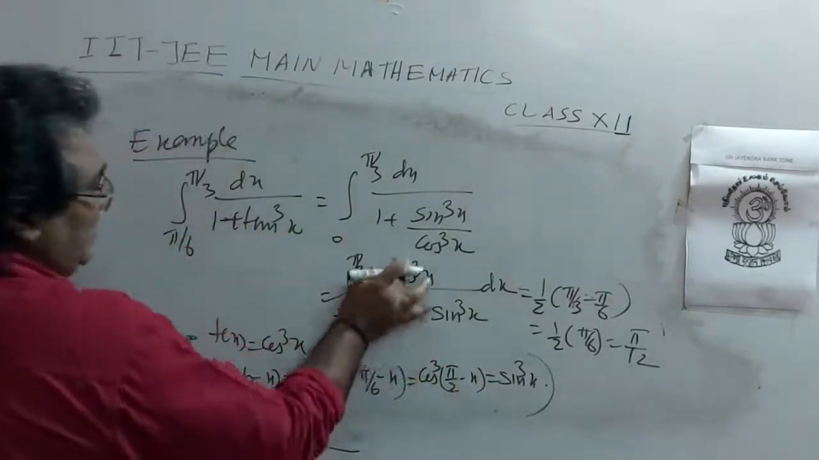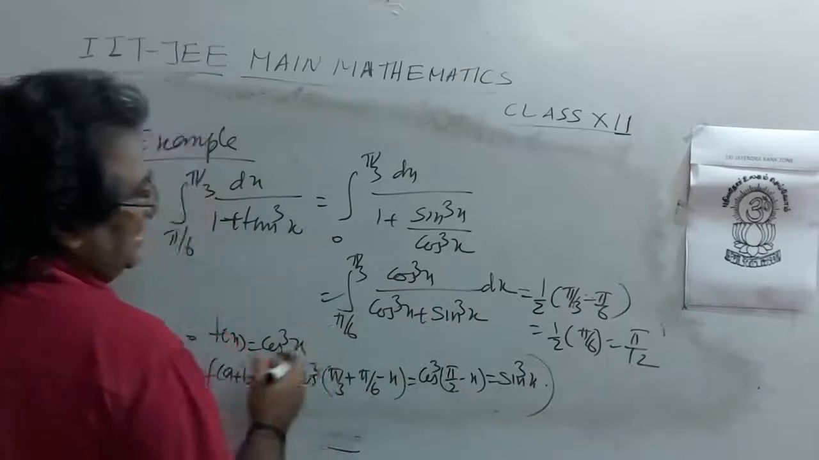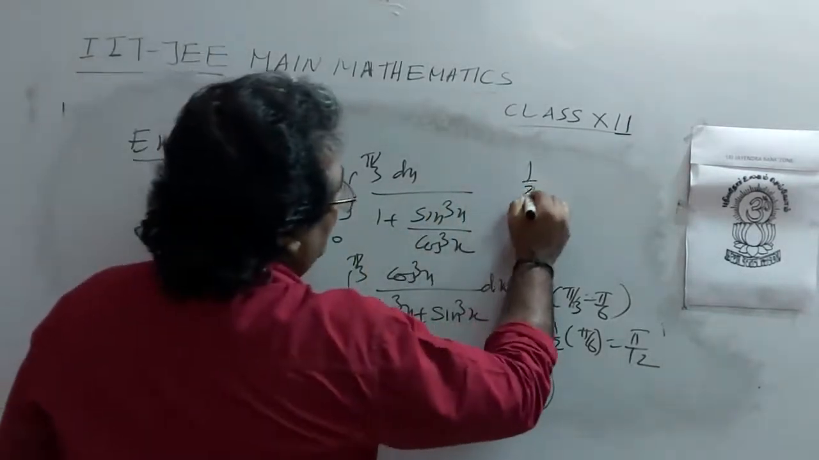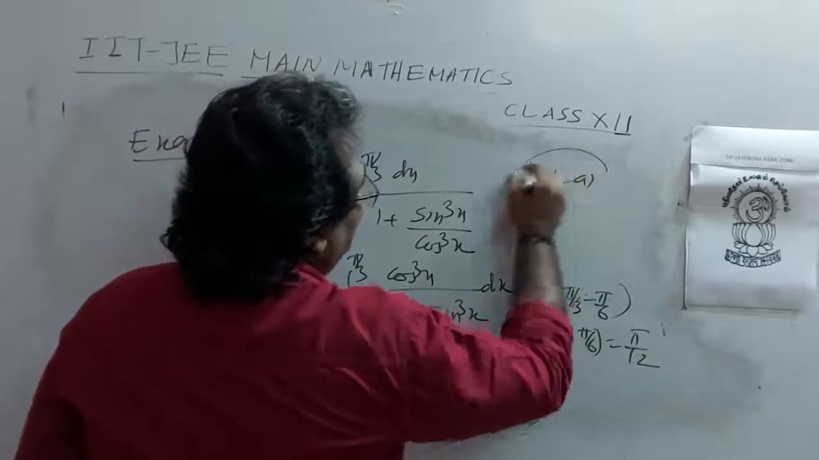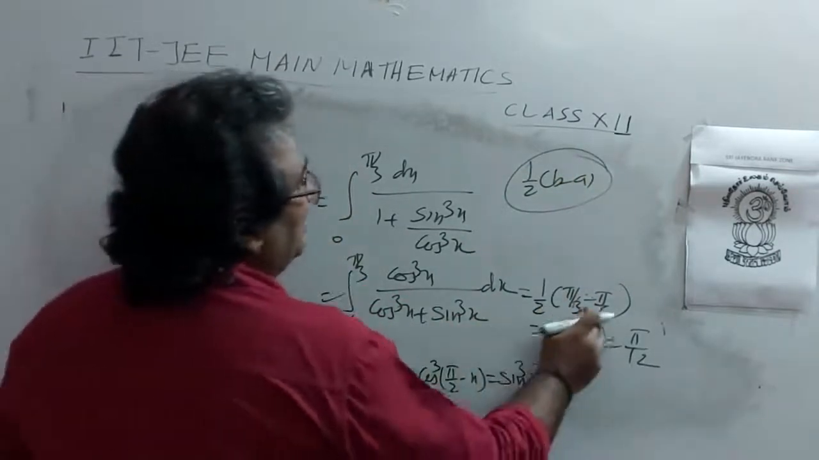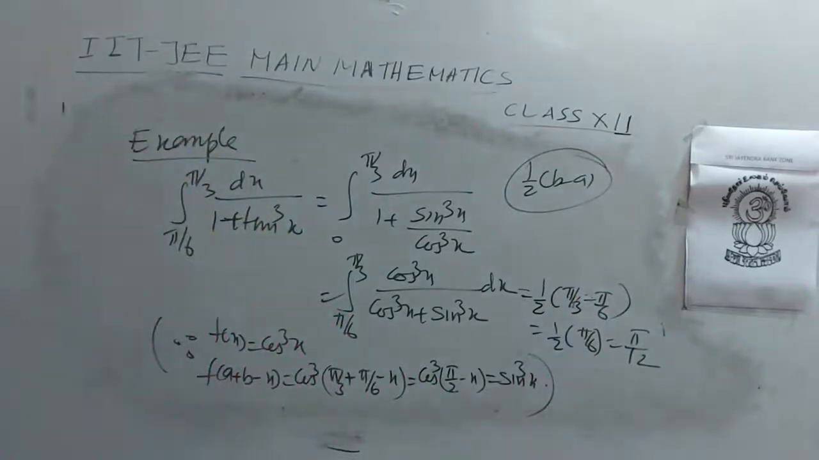This is f of x, this is f of a plus b minus x. That is, we can apply b minus a by 2, or 1 by 2 into b minus a. So, a is pi by 6, b is pi by 3, pi by 3 minus pi by 6. If you apply, the answer is pi by 12.